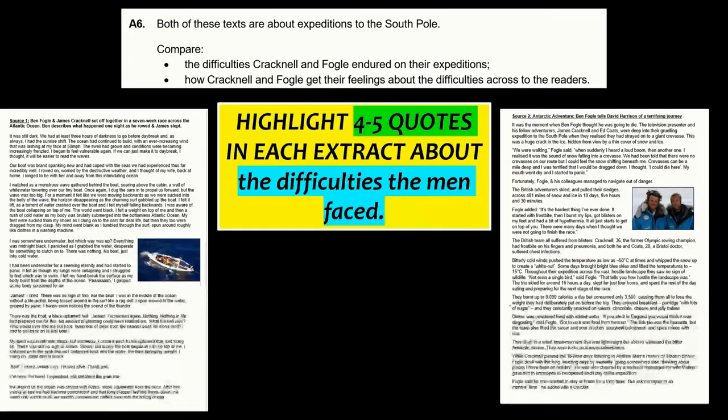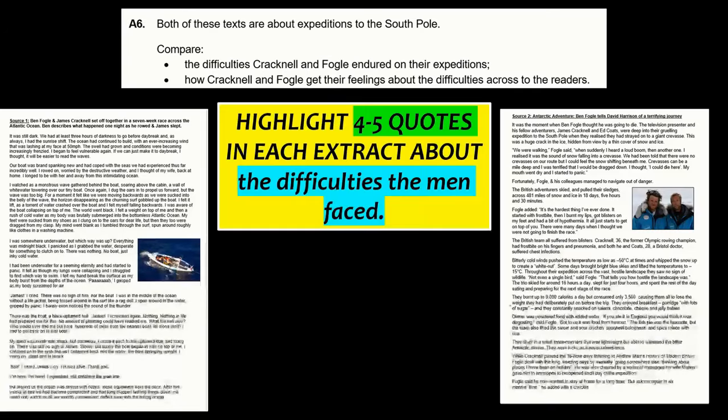So again, I'm going to do my paragraph. There's one about my Atlantic Ocean, that's one about the South Pole, and all I'm going to do is put my quotes, embed them into a sentence with a sentence starter that is linked to the question. So again, it's the difficulties they faced on their expeditions.